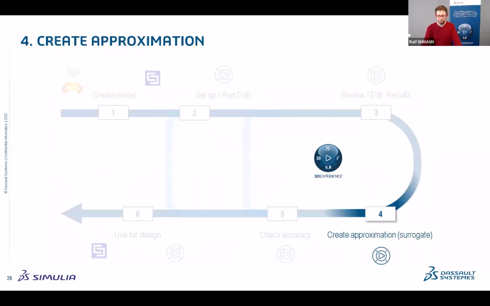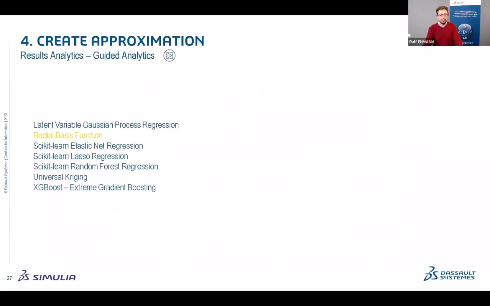Now that we've explored our results, we can create an approximation. This approximation will then be used as a surrogate model. There are various approximations to choose from. I'm not an expert in all of them, so I stick to the radial basis function one, as it gave me the best and consistent results.